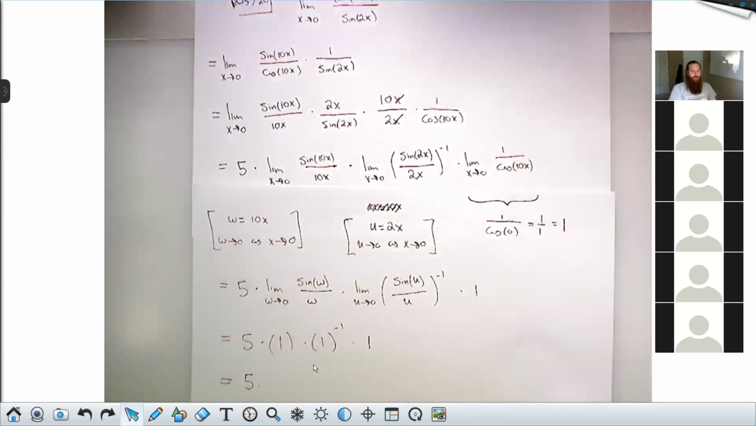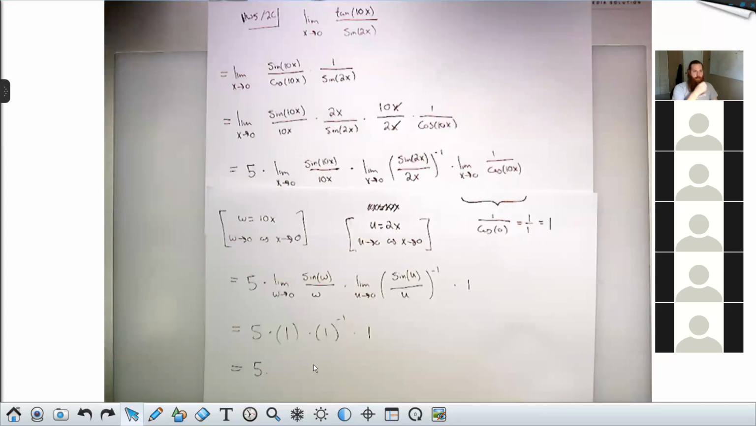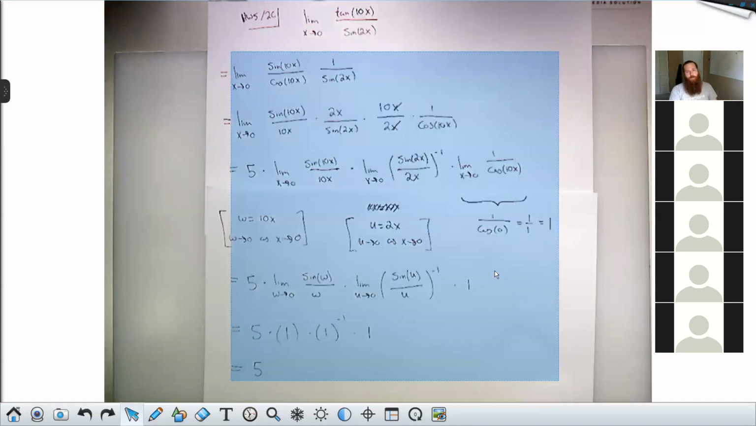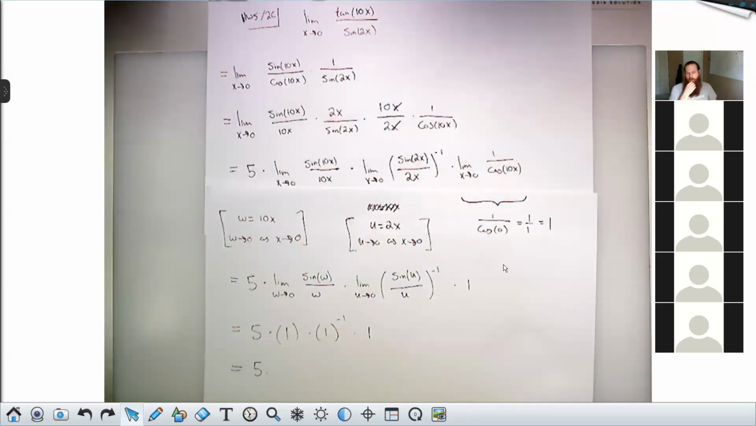That's all. You may notice some patterns in these special trig limits. The limit came out to 5, 10 halves is 5. That can tell you what you're shooting for, but you still need to show your work. You need to justify that limit. You cannot just make that claim. Any questions on this procedure?